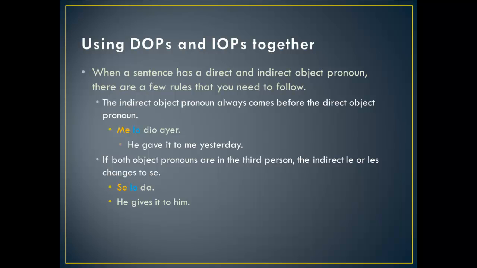If both object pronouns are in the third person, you change the le or the les to se. So if they're both going to be like he and it, if I was saying he gives it to him, he gives what, it is your direct object, to him is your indirect object. But I do not say le lo da. I change the le to se. So it's se lo da. Little tricky. It does look like a reflexive, but when you have both, you just need to know that it's an indirect object. Be careful now when you go.